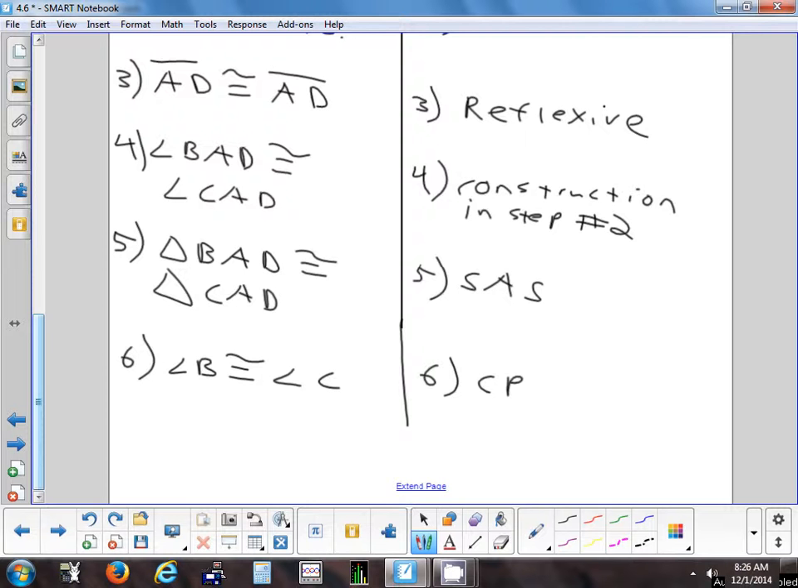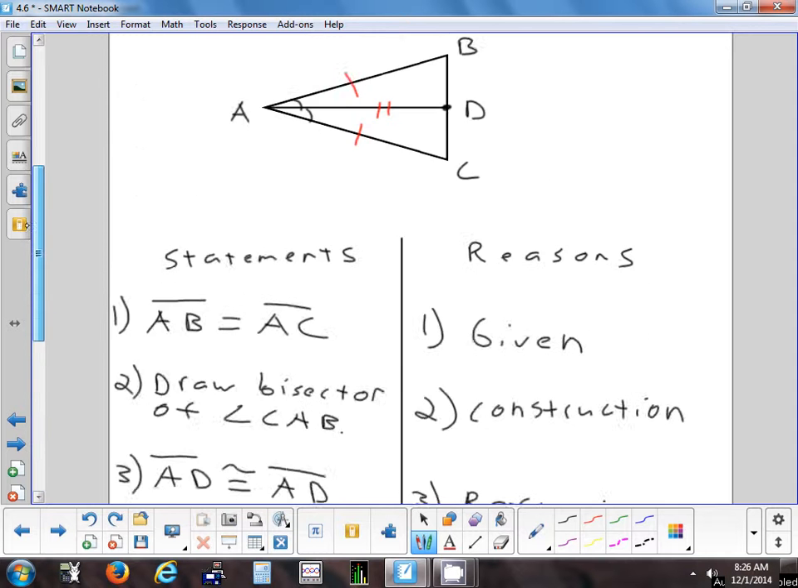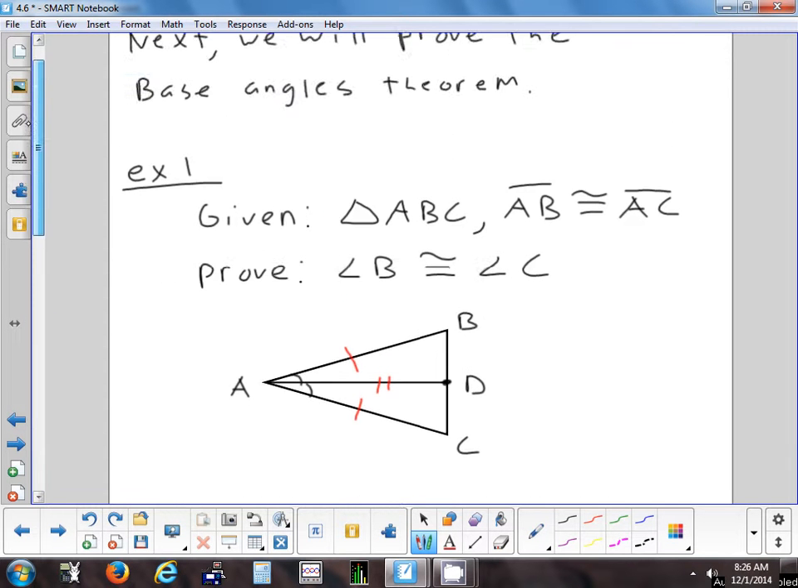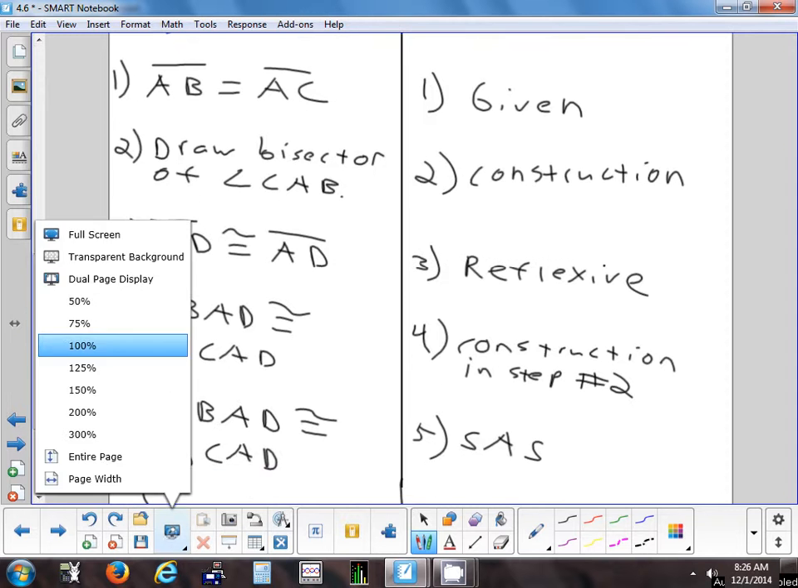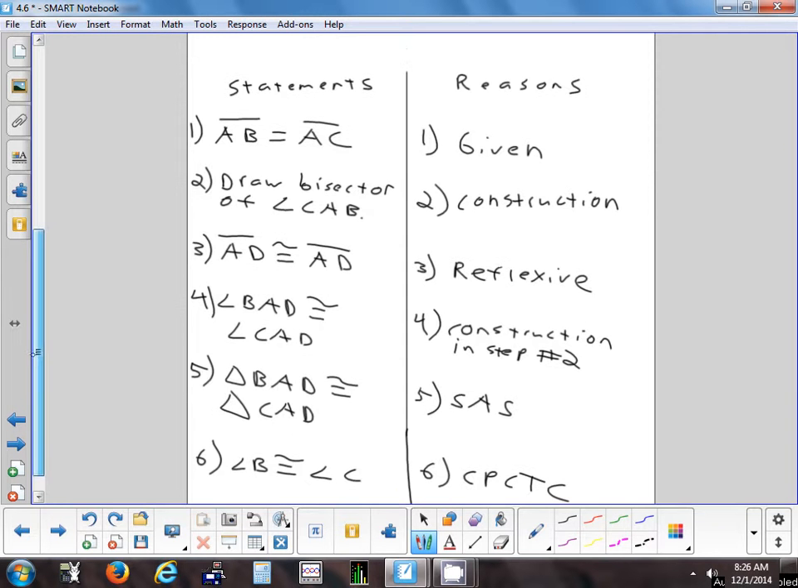Reason? Exactly what Brian just said. CPCTC. Right? So now we've proven the base angles theorem. Any question on that proof?